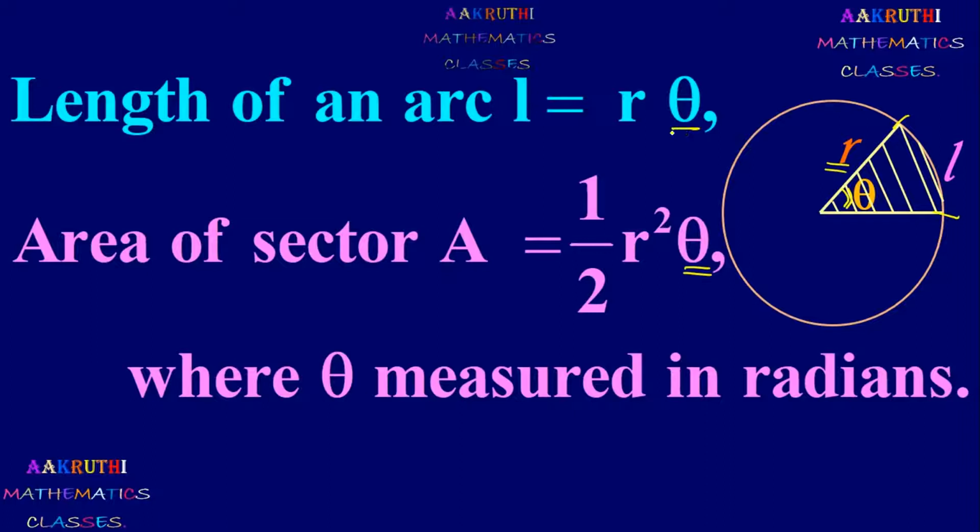Here important, theta is always measured in radians. So theta should be in radians. Suppose if they are given in degrees, you have to convert into radian and then apply these formulas. So L equal to r theta is the length of this arc, and area of this region, the area of sector, A equal to half r square theta, where theta is measured in radians.